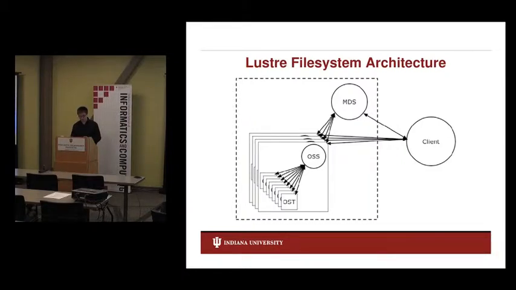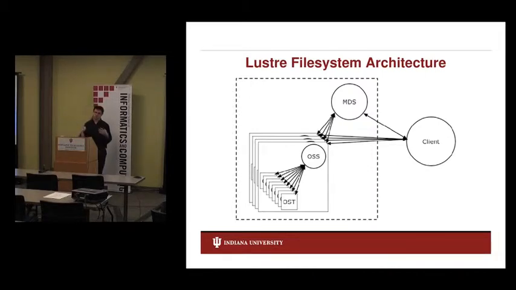So here's the client, here's the metadata server. There's a single metadata server. There can be multiple OSS servers, and then there are multiple OSTs, the object storage targets, which are the disks behind it. So this is where the speed and scalability come from: the client is communicating directly with the object storage servers, which have many OSTs.